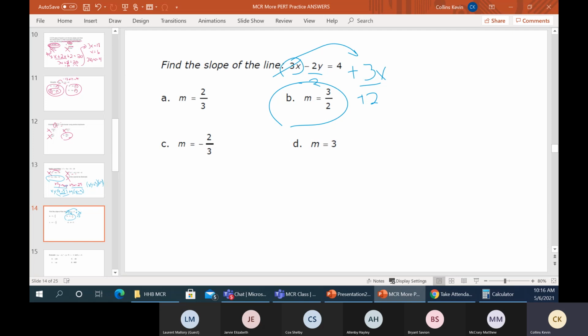So yeah, B. Good. Like I said, you don't have to worry about the 4 because it didn't ask you for the equation of the line in what they call slope-intercept form. They just ask you for the slope, which is the number in front of x. So solve for y, the number in front of x is your boy. Easy and peasy.